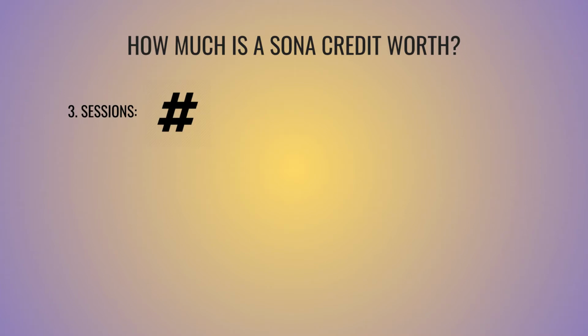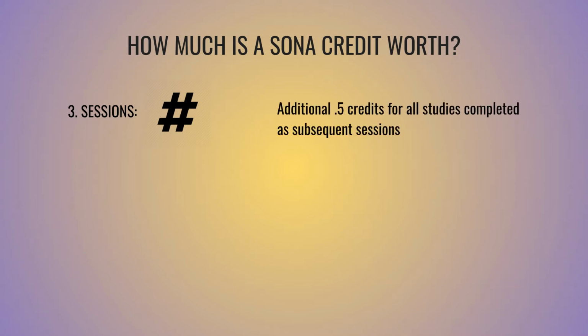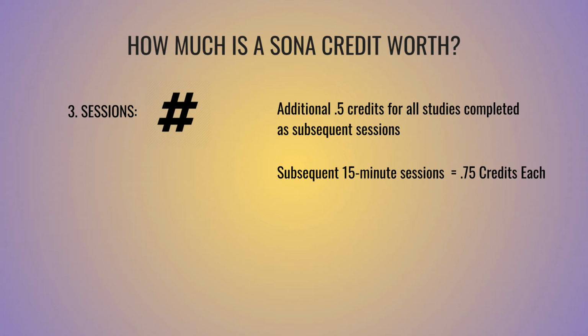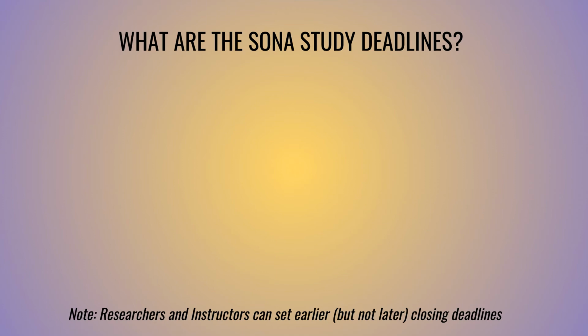Third, the number of sessions for the study means how many times the student needs to complete an action, which should also translate to a certain number of SONA credits being earned. This results in no additional credits for studies completed in a single session, but an additional 0.5 credits for all studies completed as subsequent sessions. For example, a 15-minute study with 2 sessions would be worth 0.25 credits for the time of the study in the first session, with an additional 0.5 credits for the second 15-minute session, resulting in a total of 0.75 credits for the second session.